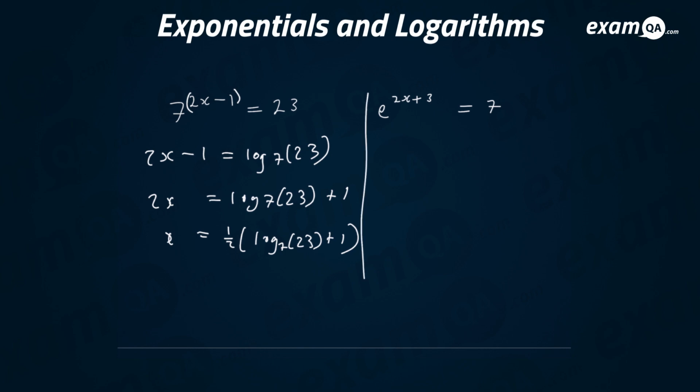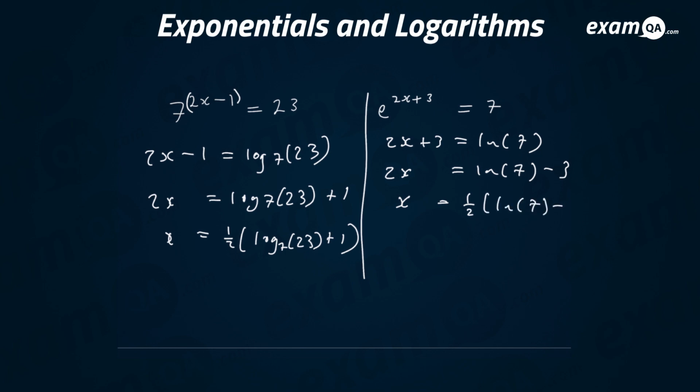So, with e, same thing. Take lns of both sides first. So if I take lns of both sides, e goes away. 2x plus 3 equals ln of 7, minus 3 both sides. 2x equals ln of 7 minus 3, divide both sides by 2. x equals half ln of 7 minus 3.